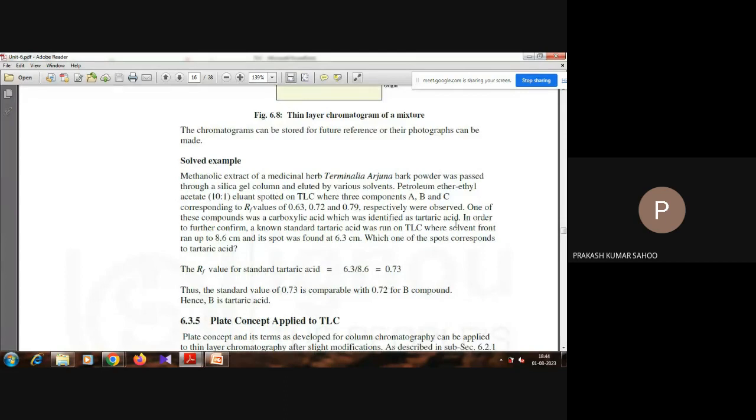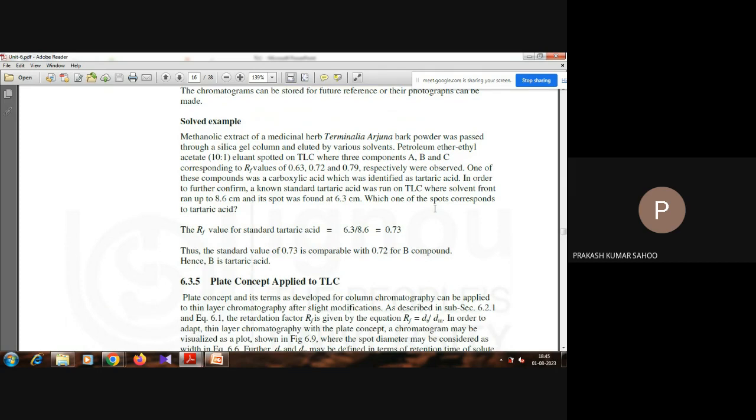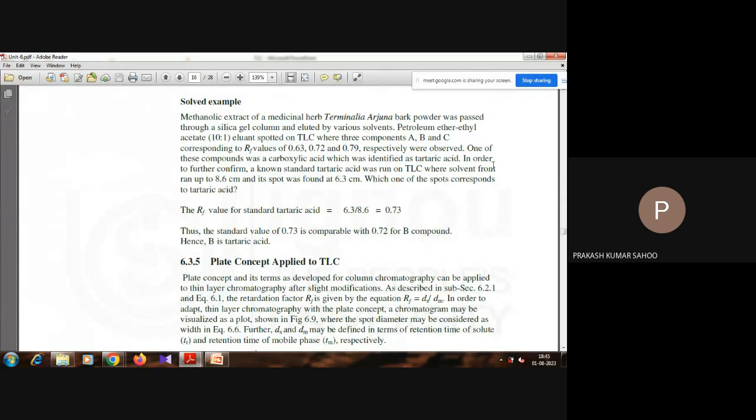There is a problem here. The problem is a methanolic extract of a medicinal herb, Terminalia arjuna. Bark powder was passed through a silica gel column and eluted by various solvents. This is a 10:1 solvent system of petroleum ether and ethyl acetate. For the TLC components A, B, C, the RF values were given. Then what happened? One of the components was a carboxylic acid, which was identified as tartaric acid.